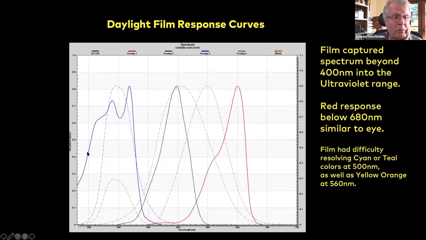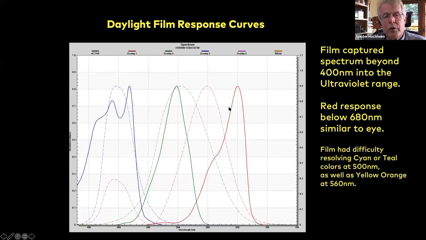First and foremost, it's interesting to note that it was sensitive into the UV. Now, anyone who shot film was aware of this. For that reason, we had sky filters or UV filters, because there was sensitivity there in the UV spectrum. And if you wanted to control your sky density, you'd want to make sure that you didn't overexpose your sky, and having a sky filter helped you do that.